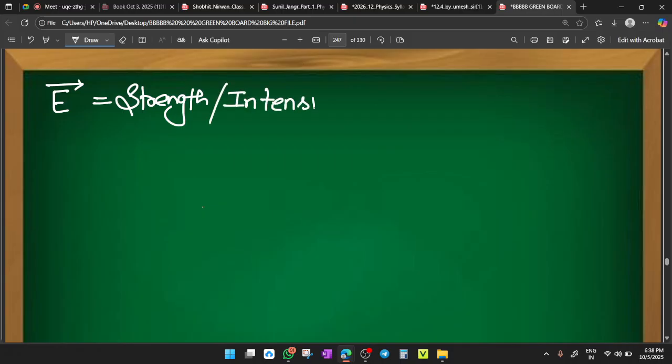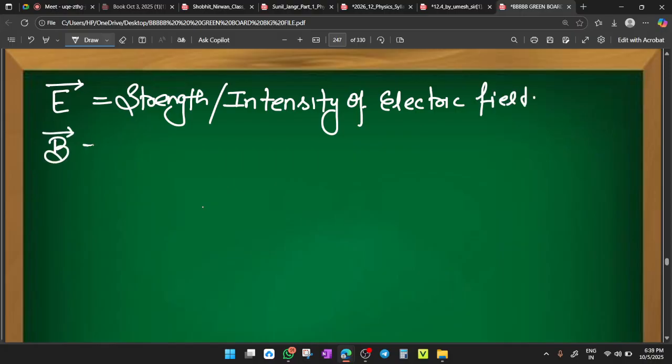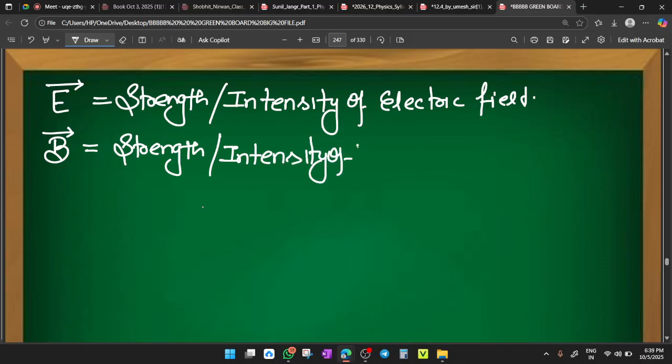So E vector means strength. E vector is a vector quantity. E vector is equal to the strength or intensity of electric field, and B vector is said to be the strength or intensity of magnetic field. Clear?